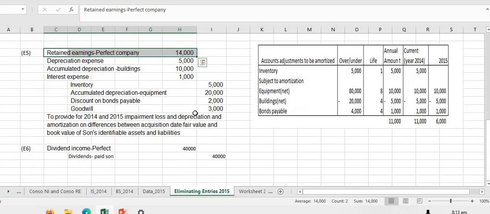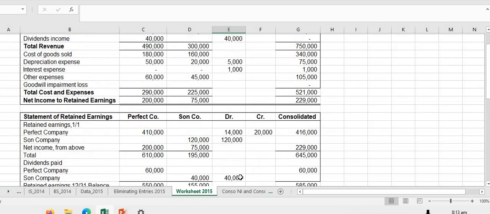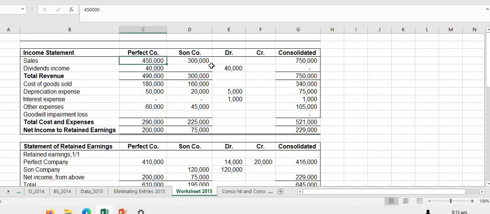Okay? And also, the last entry is to eliminate the dividend income and dividends paid for both the parent and the subsidiary. Okay? So, in our worksheet, here it is. Same thing still, we just have to add the accounts of Perfect and Sun. Then, of course, we'll eliminate the dividend income. So, our sales, that's 450,000 plus 300,000, that's actually 750,000, okay?